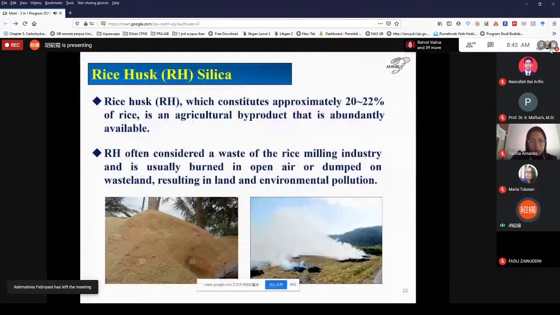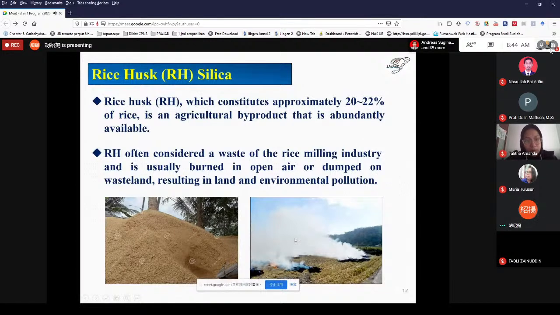Okay, what is rice husk silica? Rice husk, we call it ash. It is around 20 to 22% of rice. In agriculture, we consider it an agricultural byproduct, and it is abundantly available. And husks are often considered a waste of rice during industries. Even right now, some industries try to develop some husk products, but you know the husk amount is quite large. So most of the husk is usually burned in the open areas and dumped on wasteland. And these treatment ways cause environmental pollution, like the photo you see here.